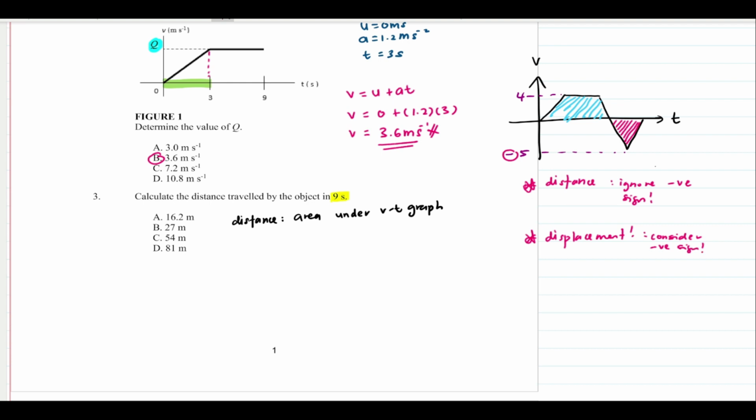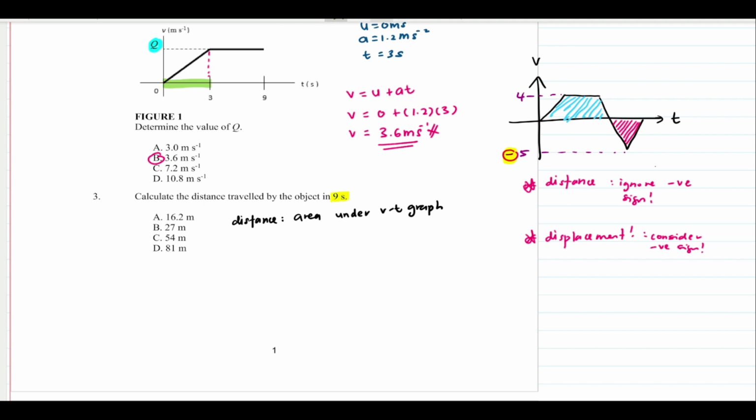Okay, so area yang warna biru tambah area warna merah. So, area warna merah tu ada negative 5. So, make sure you consider negative 5 dalam you punya calculation. Okay, ini contoh kalau graf itu ada negative area. Tapi untuk soalan ni mudah sajalah.